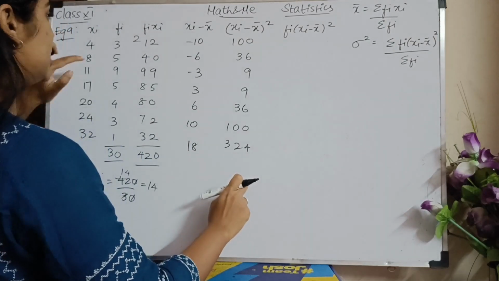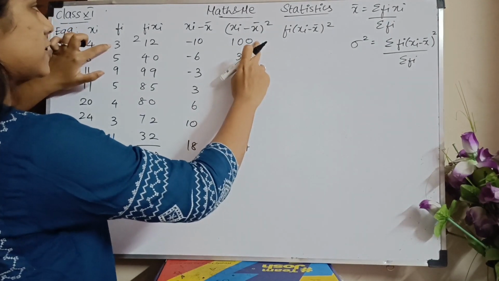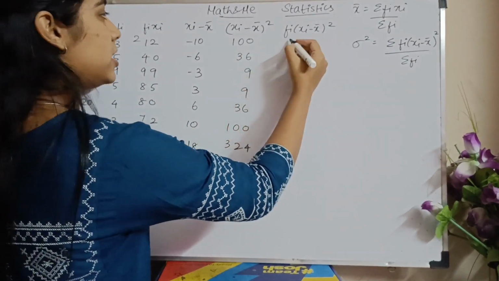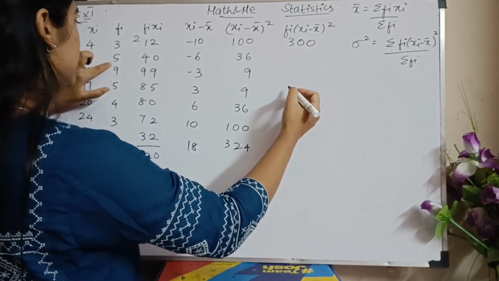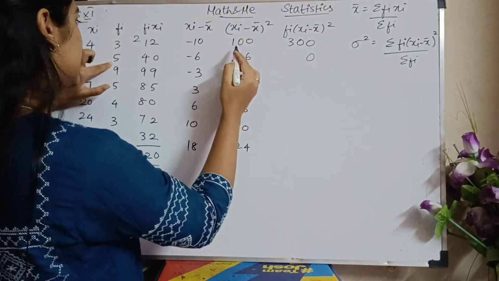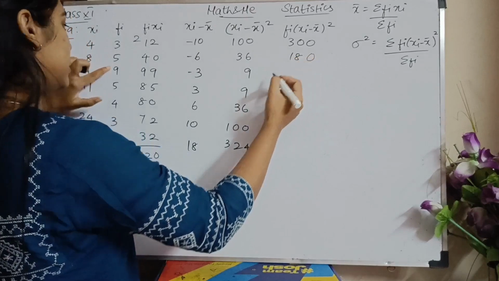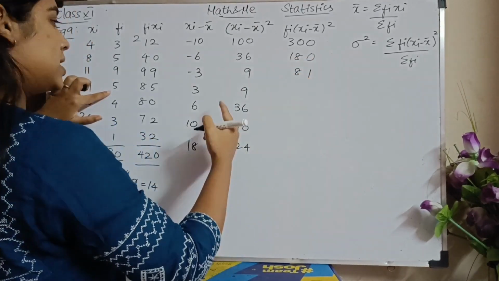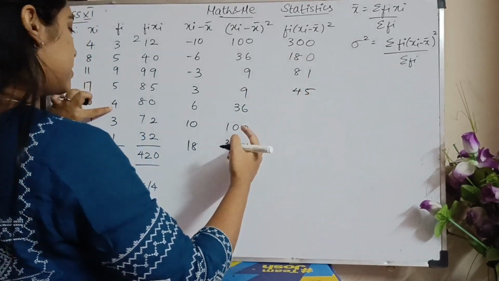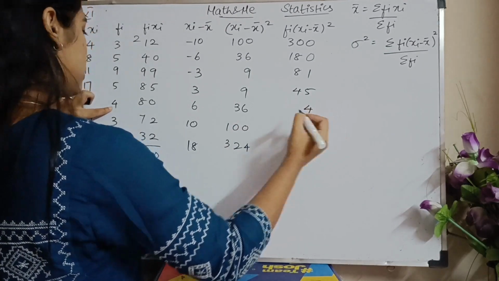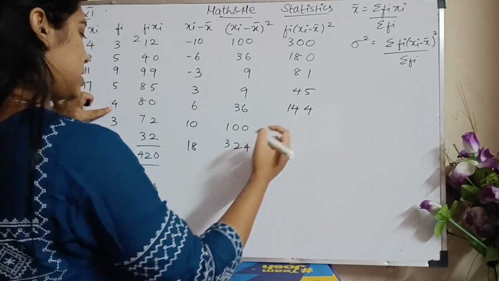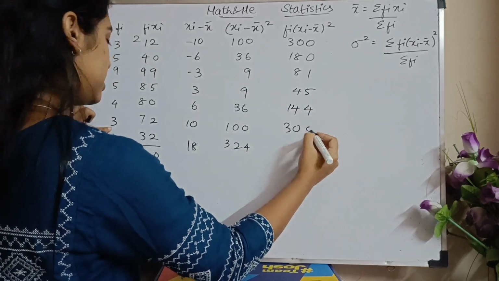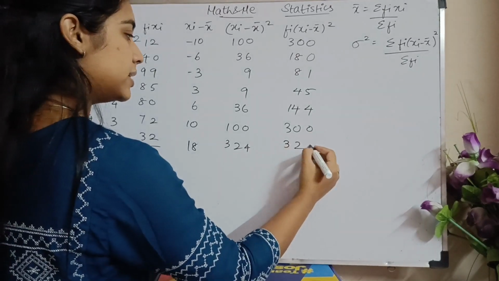Now I need to multiply each and every row with the respective fi. So 3 into 100 is 300. 5 into 36 is 180. 9 9s are 81, 5 9s are 45, 4 into 36 is 144, 4 into 9 is 36, then 3 into 100 again, 300. Then 1 into 324 is 324.